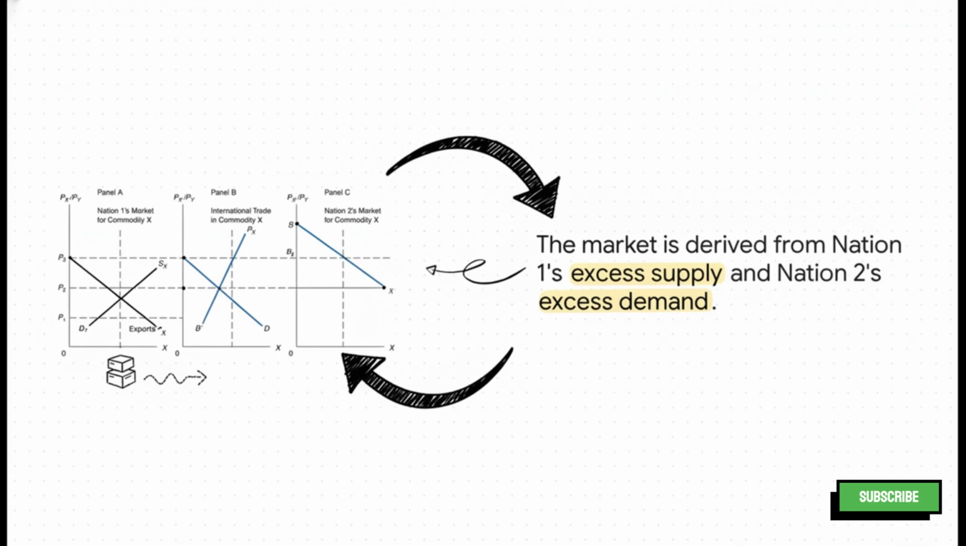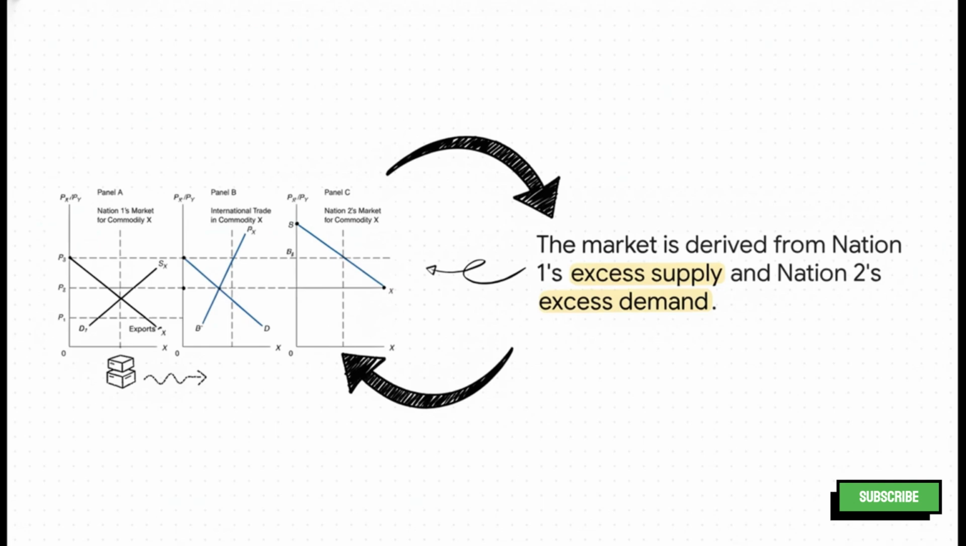Okay, look at panel A. That's Nation 1. See that price, P1? At any price above that, they make more than they need, so they have extra stuff to export. Now jump over to panel C, which is Nation 2. For them, at any price below P3, they want to buy more than they make, so they need to import.